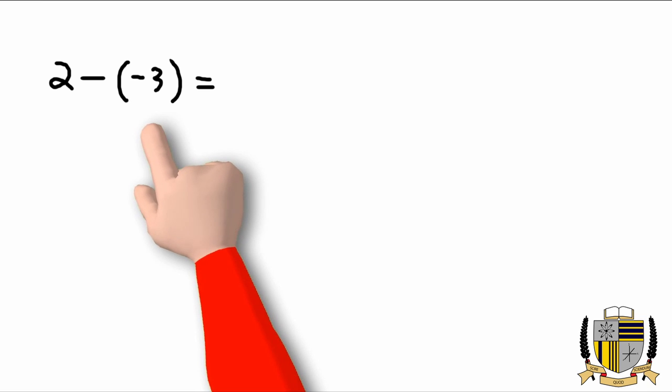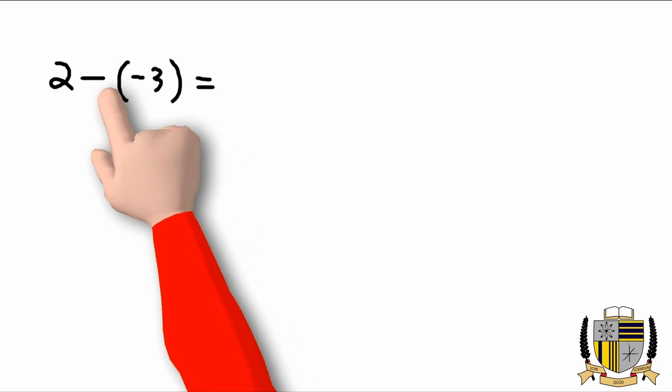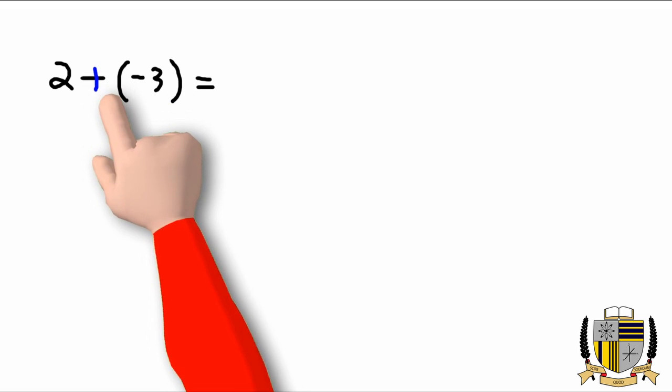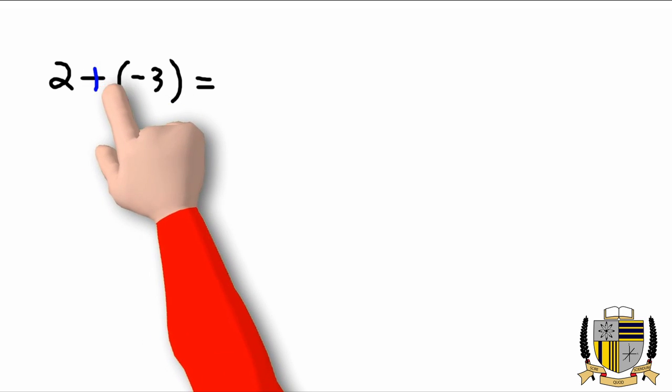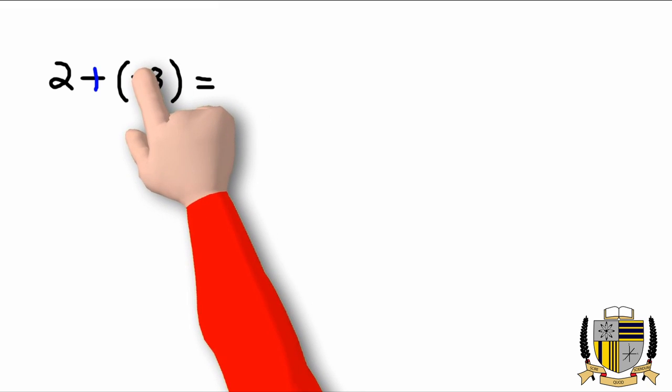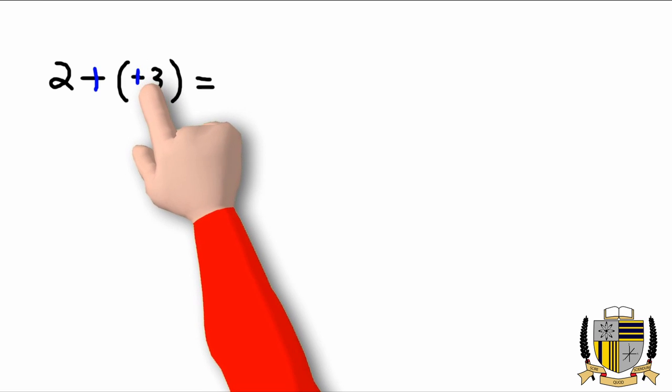So the rule is this. We're going to change from subtraction to addition. So now it's addition. And then change the sign of the second number to the opposite sign. In this case, it was negative, so now it's positive.